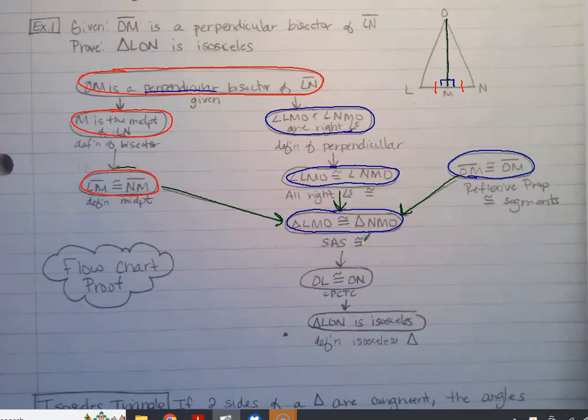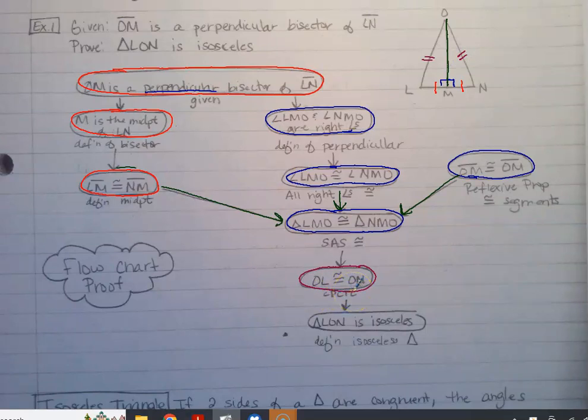It is a sassy triangle, a very sassy triangle. All right, so then we kind of changed gears. Now we're saying, well, OL is congruent to ON. Okay, so OL is congruent to ON because corresponding parts of congruent triangles are congruent.